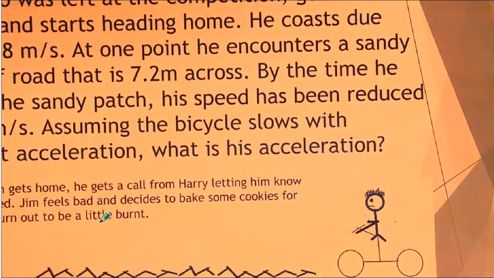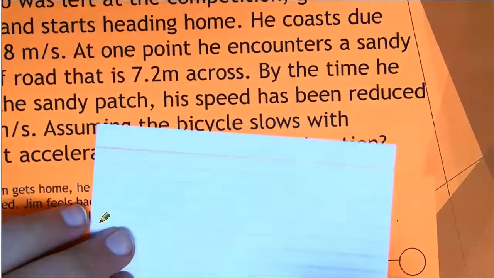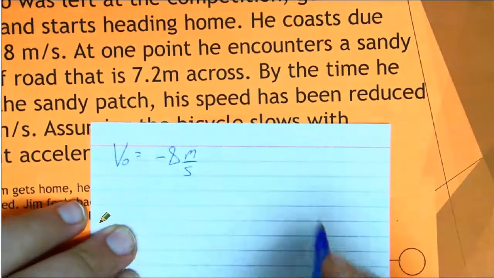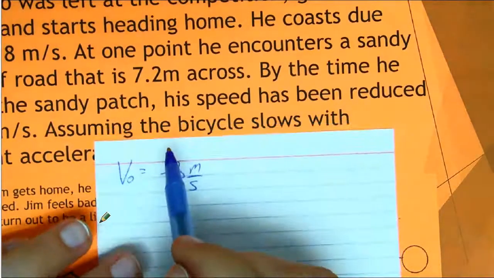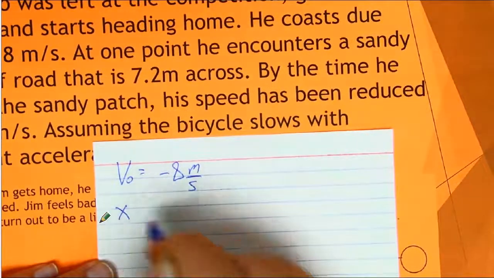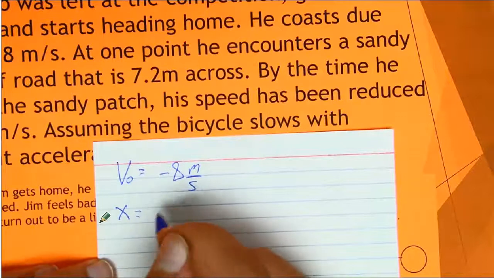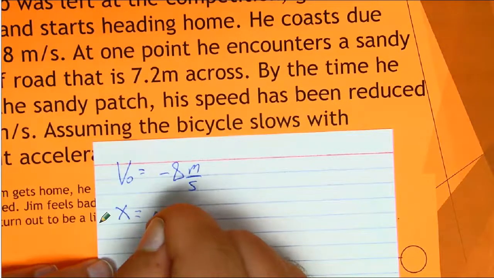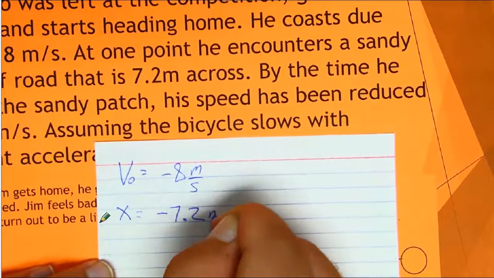All right. Jim, who was left at a competition, gets his bicycle and starts heading home. He coasts due west at 8 meters per second. Okay, so his initial velocity is negative 8 meters per second. At one point, he encounters a sandy patch that is 7.2 meters across. So if he's traveling left to right, he's traveling negative 7.2 meters.